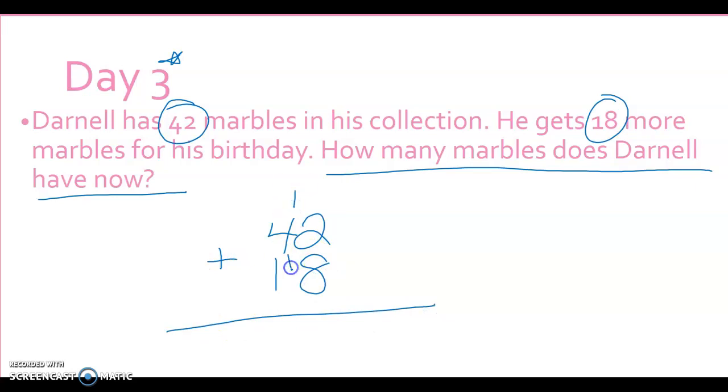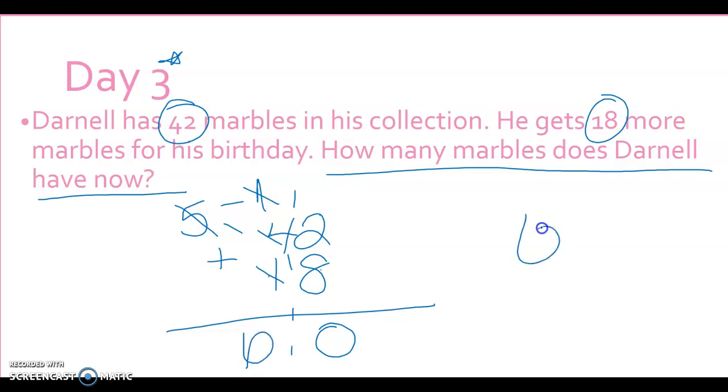So let's add these. My ones column, I have 2 plus 8 to give me 10, which is 1 in the tens place, 0 in the ones place. And now, in my tens place, I have 1 plus 4 plus 1. And the 1 plus 4 equals 5. So now I have 5 plus 1, 6. So now Darnell has 60 marbles.